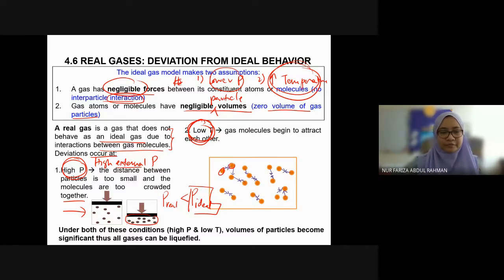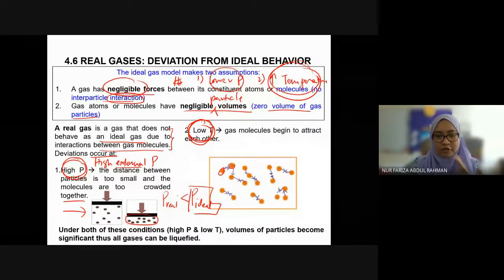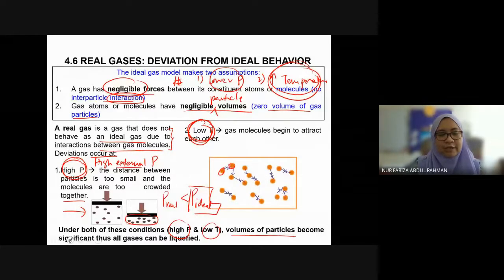Okay, alright. So under both of these conditions, kalau kita combine these two conditions at high pressure and low temperature, the volume of particle becomes significant, thus all gases can be liquefied. Okay, one more thing lupa saya nak cakap.